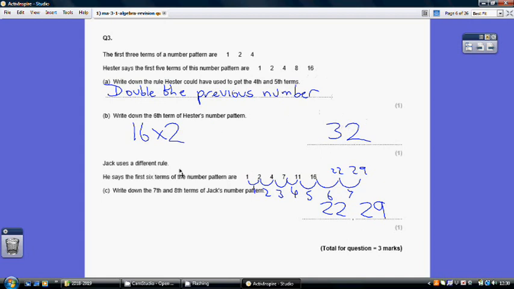Now Jack uses a different rule. He says the first 6 terms of the pattern are this. Write down the 7th and 8th terms in his pattern. So again, I can see that we're just going up by 1, then by 2, then by 3, then by 4, then by 5. So to continue this pattern, the next step we're going to go up by 6. So 16 plus 6 is 22. Then we're going to go up by 7. 22 plus 7 is 29.